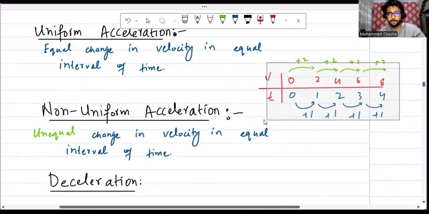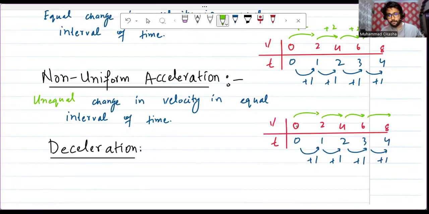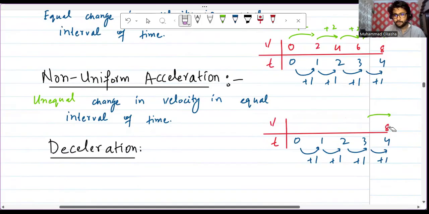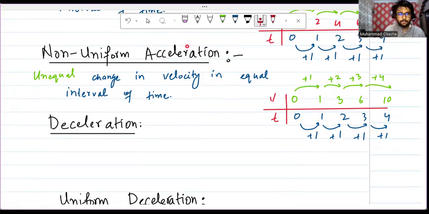But if the same pattern follows, let's say I'm going to draw another table in which velocity starts at 0, and then it turns into 1, and then it turns into 3, and then it turns into 6, and it turns into 10, right? There is an increase in velocity, but if you notice, the change in velocity is +1, then there is +2, then there is +3, then there is +4. So do you see the unequal change in velocity in equal intervals of time? All right, this is called non-uniform acceleration.